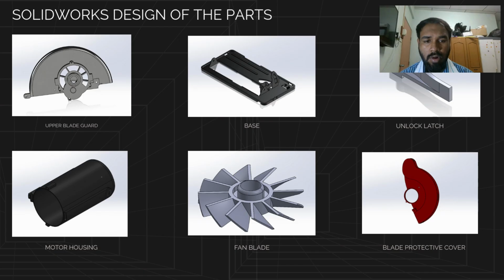The fan blade was modeled by creating a center hub and patterning the blade using the circular pattern feature. The blade angle and thickness are important to ensure effective airflow and balance. Finally, the blade protective cover. The part provides additional user protection while guiding airflow. The design included smooth contours and openings, maintaining airflow with complete safety.